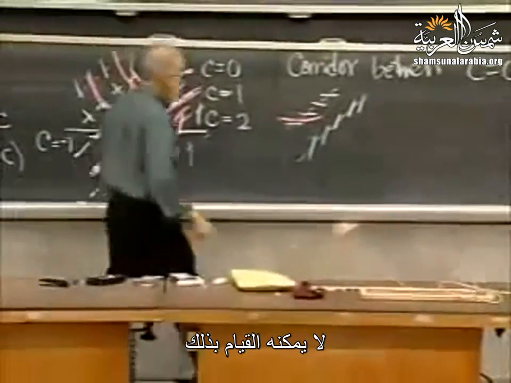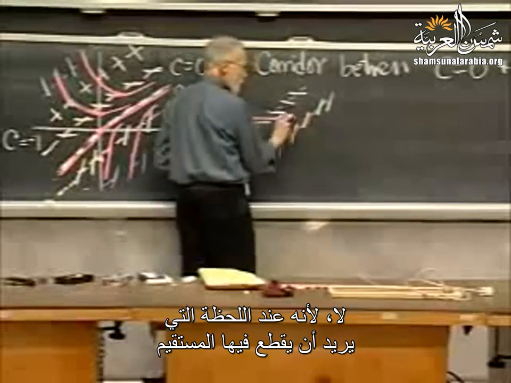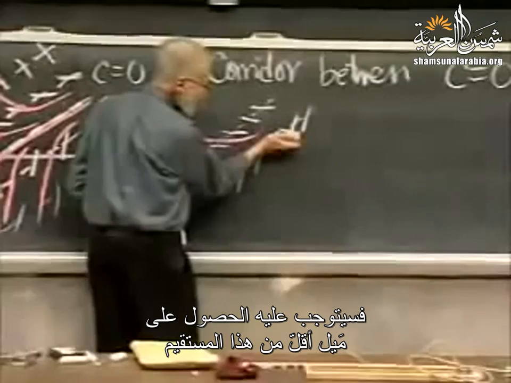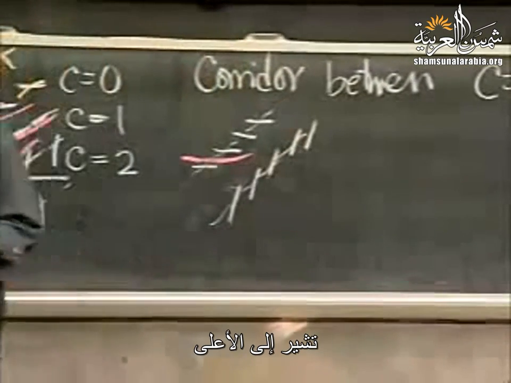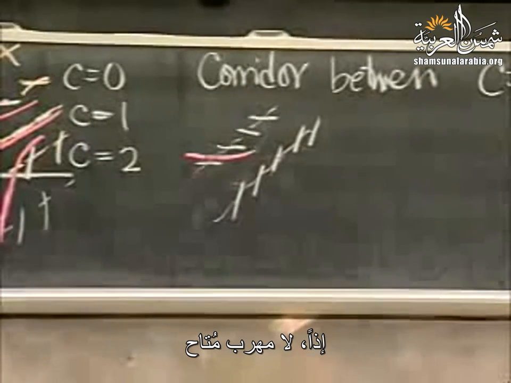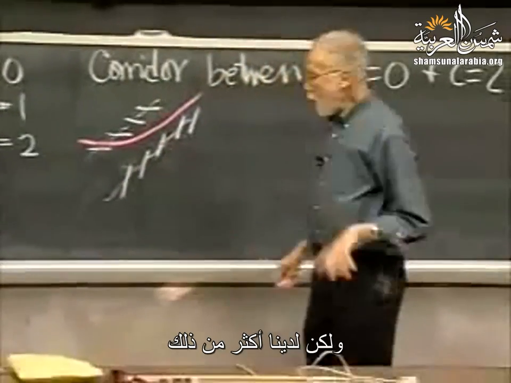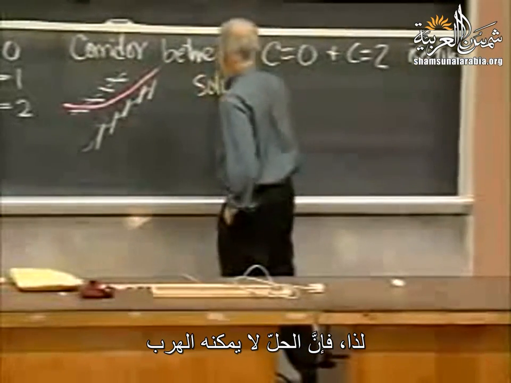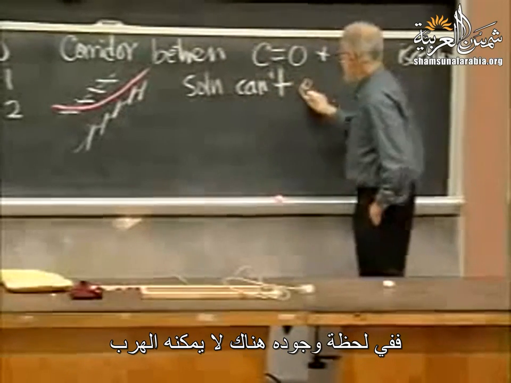It can't do that. Well, could it escape on the right-hand side? No, because at the moment when it wants to cross, it will have to have a slope less than this line, but all these line elements are pointing the other way. It can't escape that way either. So no escape is possible. It has to continue on there. But more than that is true. So a solution can't escape. Once it's in there, it can't escape.